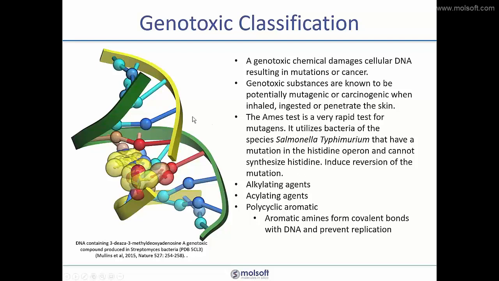So we have the prediction models inside ICM. Common molecules, like this one shown here, make a covalent bond with the DNA, so obviously it prevents replication. These genotoxic compounds are usually acylating or alkylating agents as well. This is shown in 5CR3. This is a PDB, just a representation of one of them.